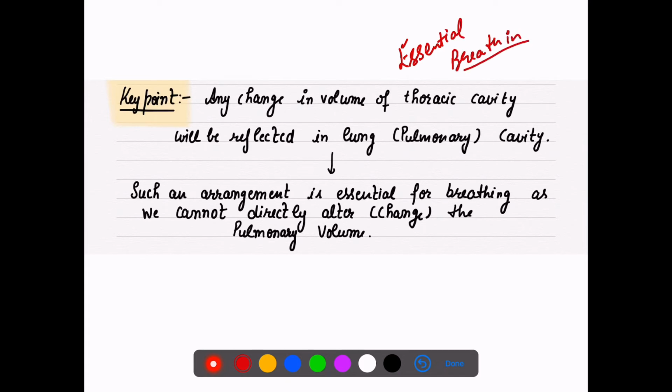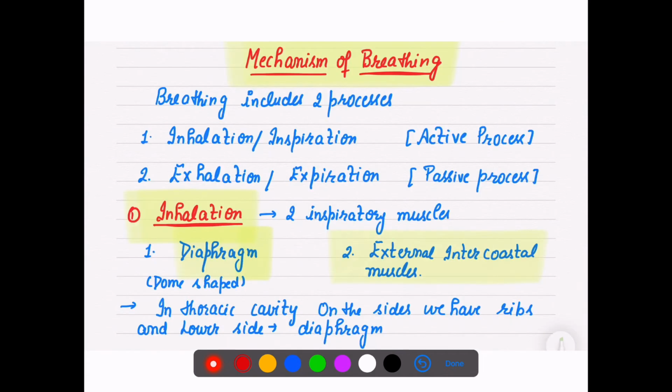Because if air comes in directly and no specific cavity is available, then you cannot maintain this change. We cannot directly change the pulmonary volume. We do not have that much capacity that our system can directly change the pulmonary volume. So that is the function of the thoracic cavity, that it maintains the volume in the pulmonary cavity also, where your lungs are present. So with that note, now let's see the mechanism of breathing.